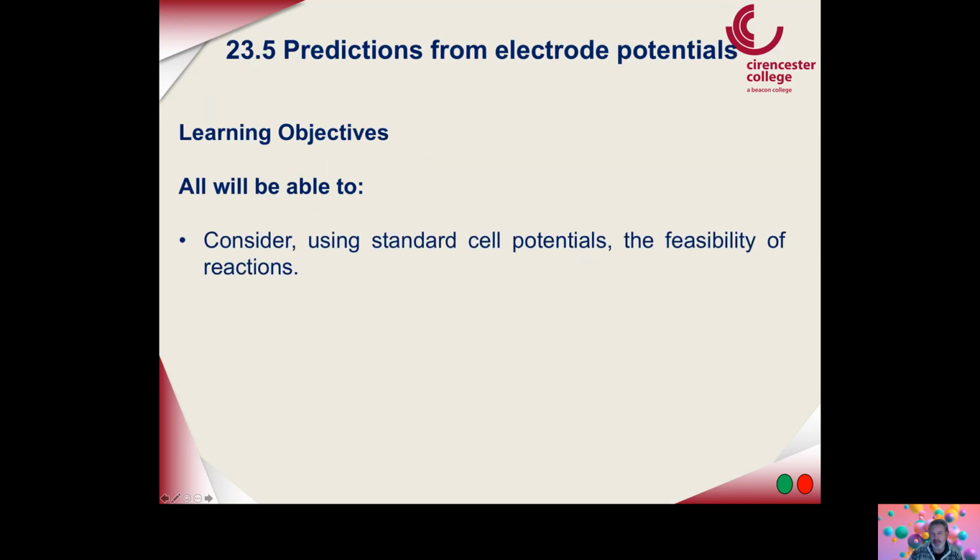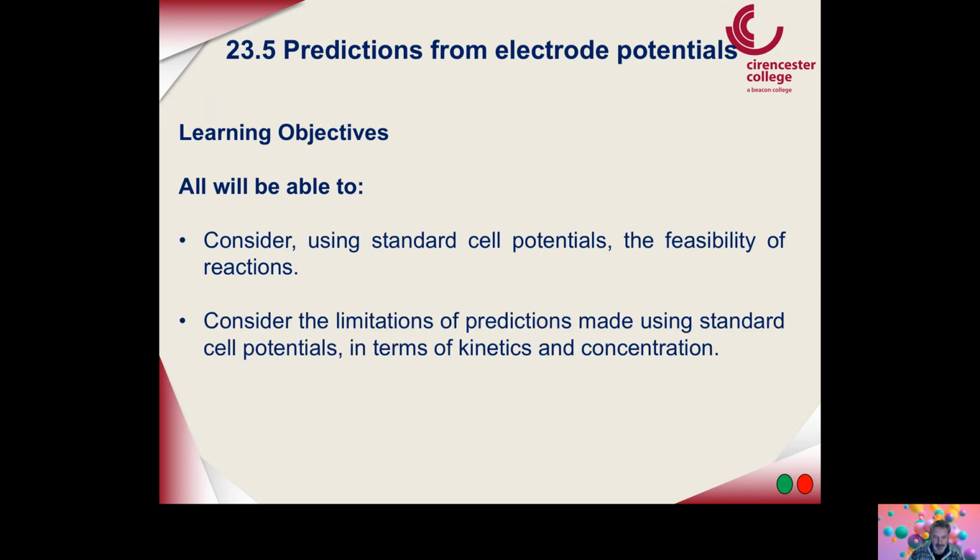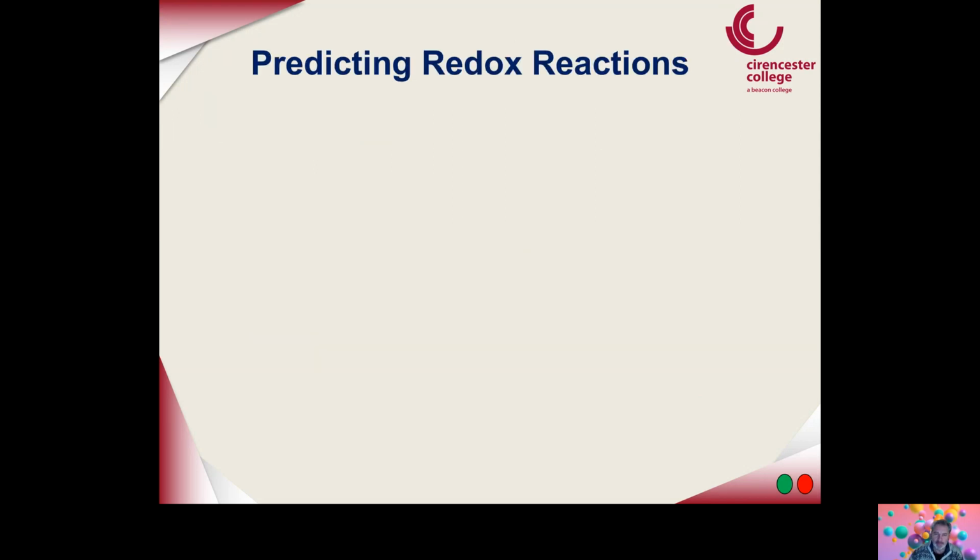So here are our objectives. Look at the standard cell potentials, feasibility, and limitations of those predictions in terms of kinetic theory and concentration. So it might mean that we can consider thinking about what might happen if we don't have standard conditions of concentration. Okay, so let's have a look.